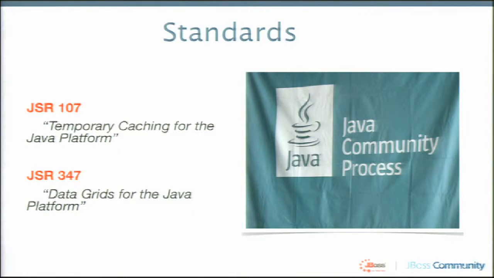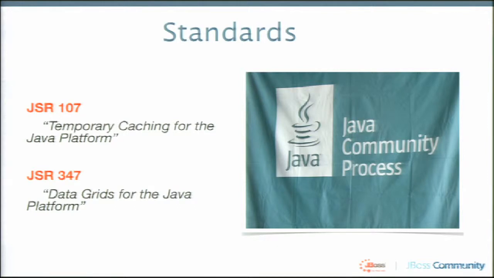Now, one of the things with 107, though, is 107 does not particularly define anything to do with distribution, right? 107 is designed to work with a standalone single VM cache as well as a distributed cache, which means that there's nothing special about it when it comes to a distributed clustered system. Also, 107 defines a lot of other optional features like transactions and things like that that you do not have to implement. And this is where JSR 347 is a little bit different.